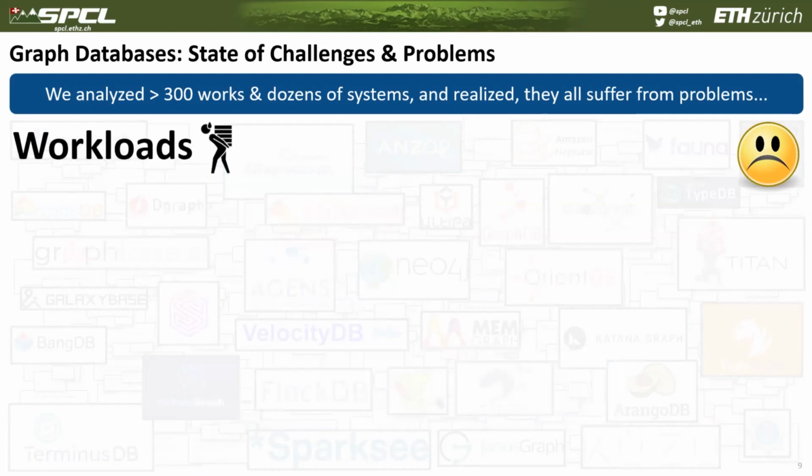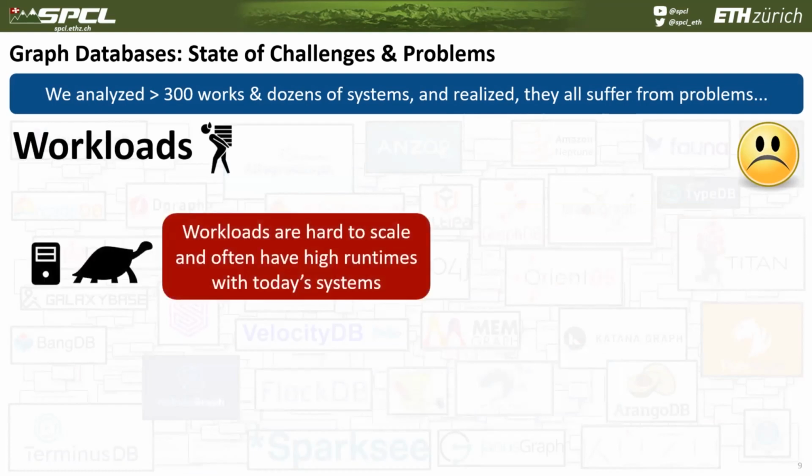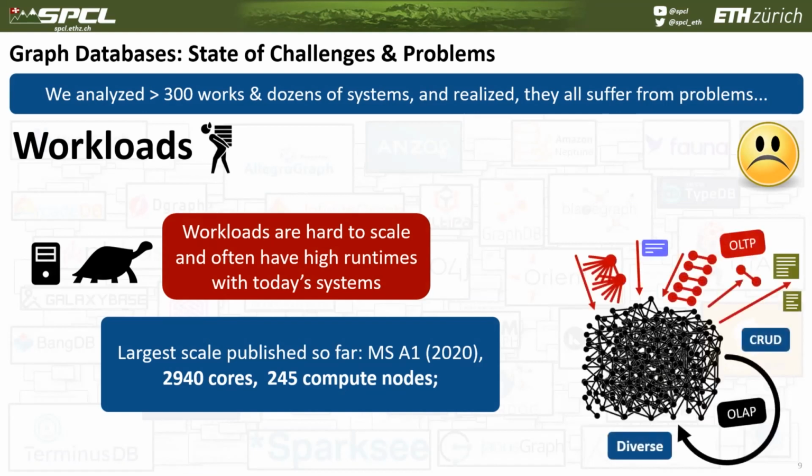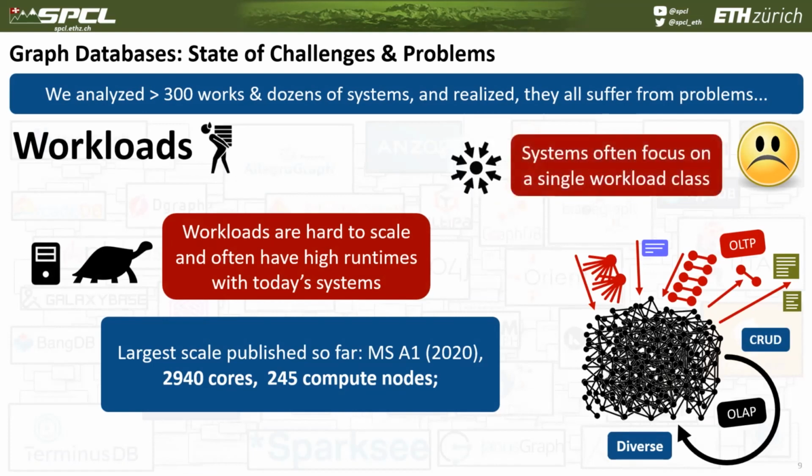The other class of challenges are workload related. Here, the workloads that we have are quite hard to scale with current systems, and often are also quite slow. One example for this is what is published out there. The largest scale published so far for graph databases is the Microsoft A1 graph database published in 2020, which was scaled to nearly 3,000 cores, which is not really that much when you really want to go for big amounts of data and compute. And the other class of challenges is that these workloads are usually very diverse. The problem is that the vast majority of systems focus on either one of these workload classes or the other, but not both.